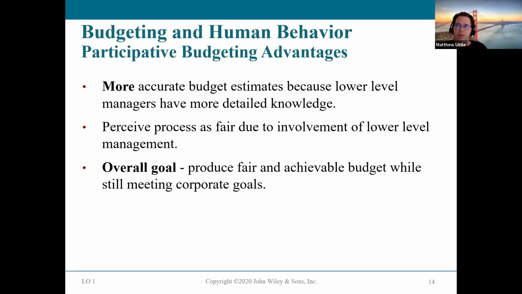So the more accurate budget estimates are attained when you include lower level managers. So the foremen, the supervisors, those people on the ground, if you do include them, you typically have a more accurate picture of what's possible. And also by involving them, it's typically considered a fair process because they were included to develop their objectives.